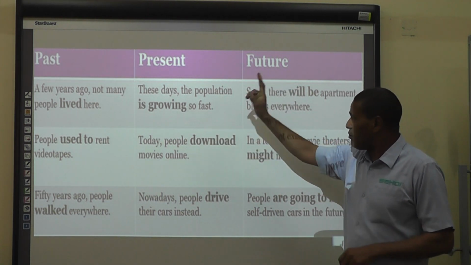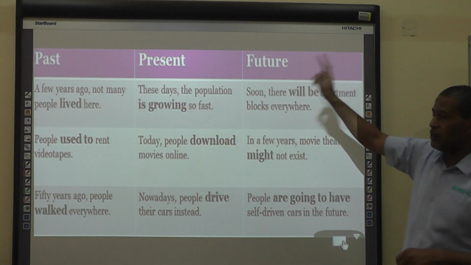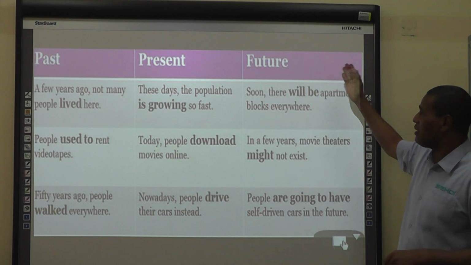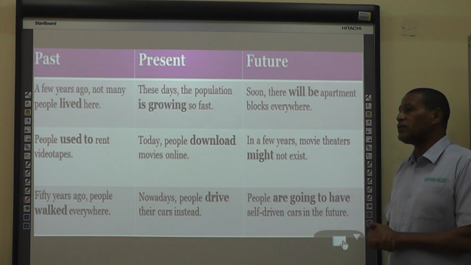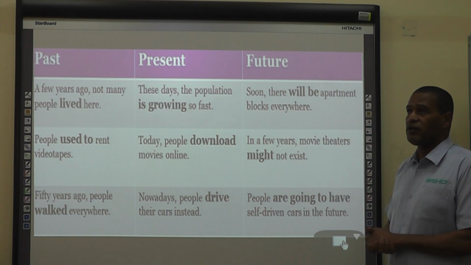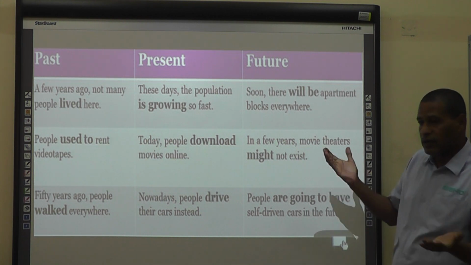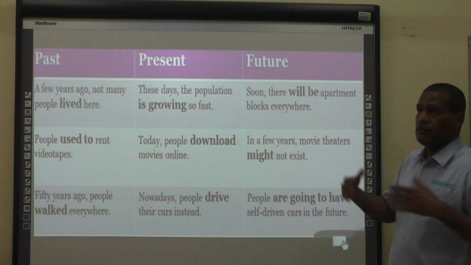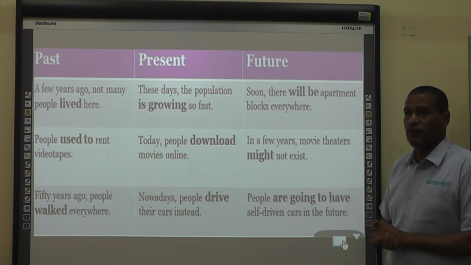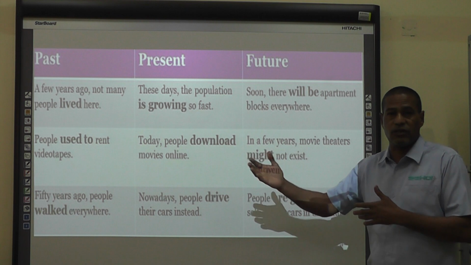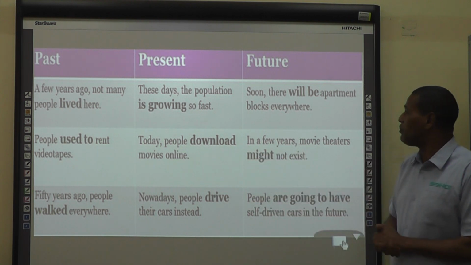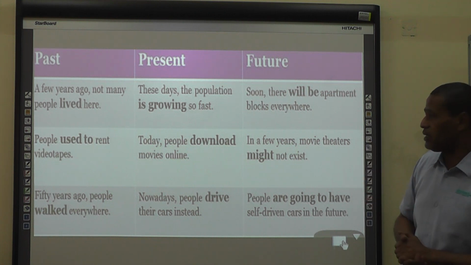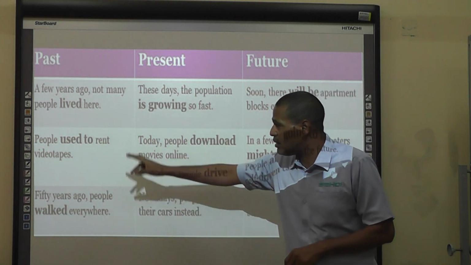So, as we said before, we choose the tense according to the time phrase. Okay? But you will ask yourself, why are we talking about the future? We can make contrast between the past and the present. So for the future, we are making predictions or expectations about what is going to happen in the future, or what are the changes that we expect to happen.